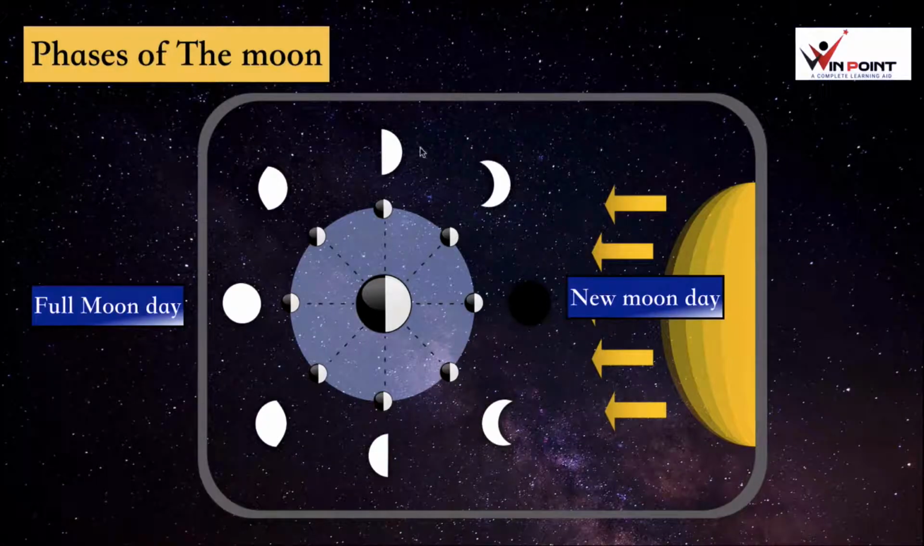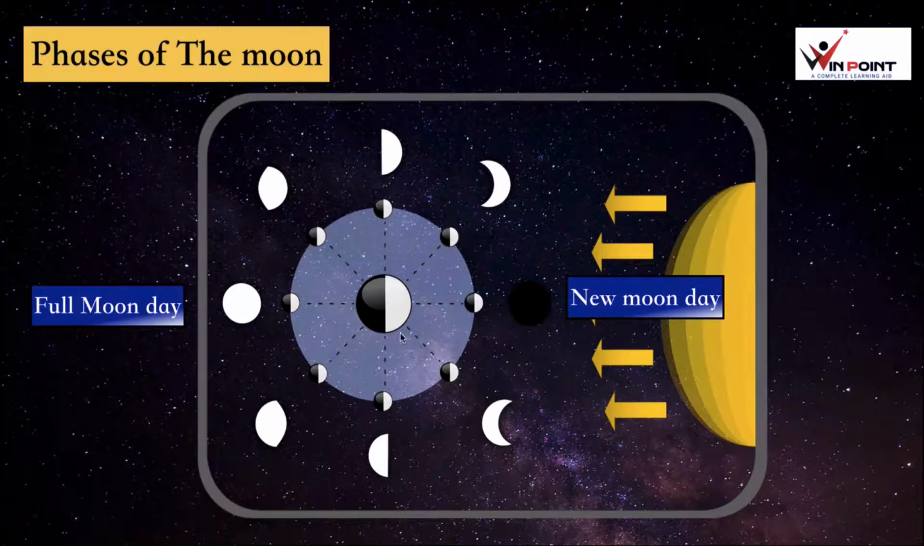We know that moon is rotating around the earth. The moon is giving light because the sunlight is reflecting from the surface of moon. That is the reason for the light of moon. We are going to start the explanation from here. The moon is starting its rotation from this point. Just imagine the moon is starting its rotation from this point. The first point is known as new moon day.